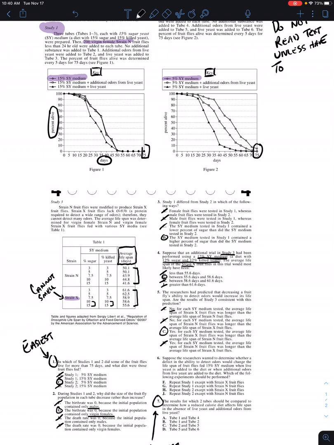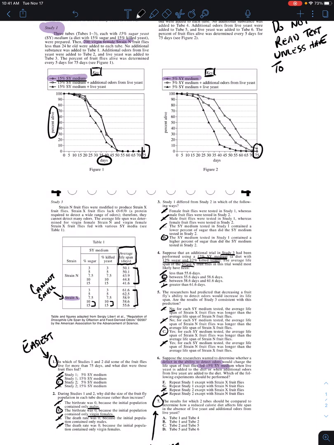How would we even know? Well, I think our answer comes from the fact that it said these fruit flies were fed a 15% SY medium. If they were fed a 15% SY medium, we recall that study 1 is the one that shows 15% SY medium. You can see right here, 15% SY medium, that's a study 1 option. So we know that H and J are gone. And now, I think it said that we wanted to know if a defect in the ability to detect odor would change the lifespan of fruit flies. So we want to know that part. We know which study that came from because we just did this question.